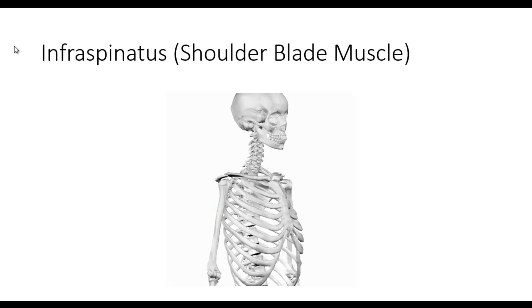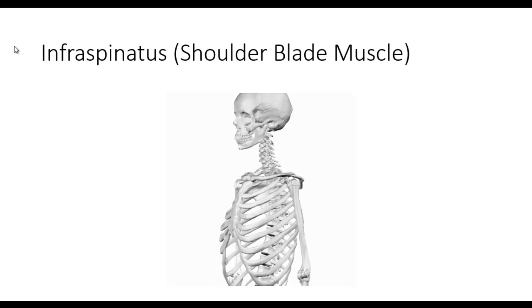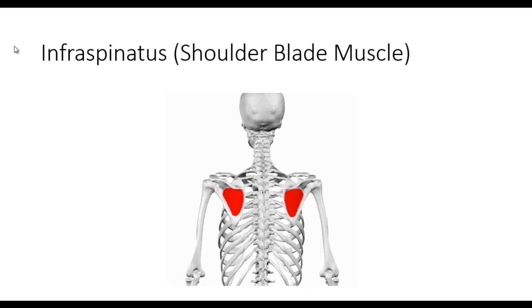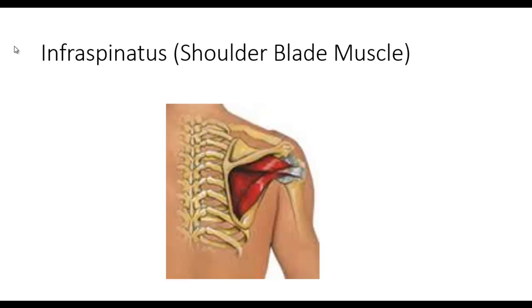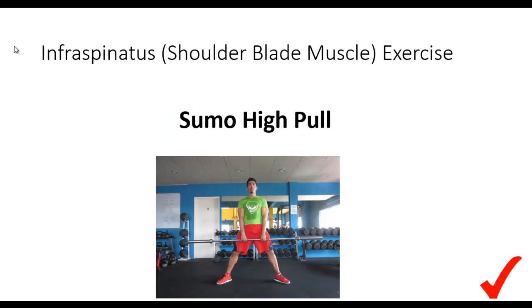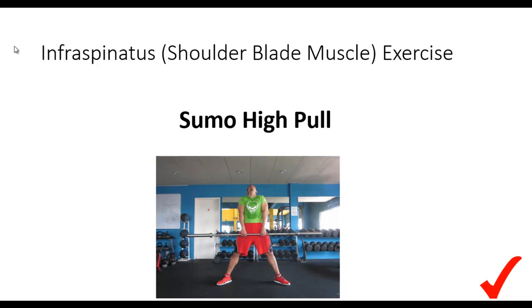Here's a 360 view. It does a really good job of showing where that muscle is located. The infraspinatus is part of a group of muscles that work to allow you to move your shoulder. A good exercise for infraspinatus, therefore, is the sumo high pull.